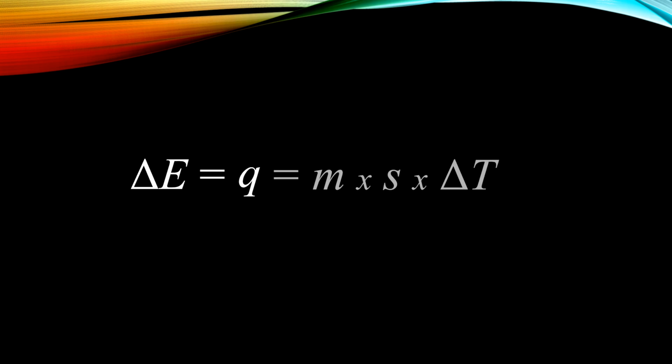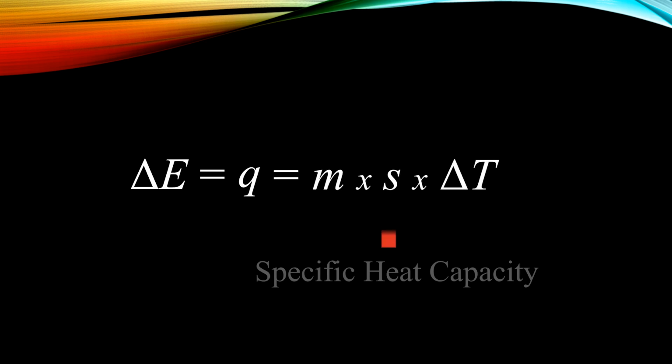For example, heat is equal to the mass of the substance studied times the specific heat capacity of the substance, denoted by the letter S here, times the change in temperature caused by the transfer of energy or heat. Let's take a look at an example.